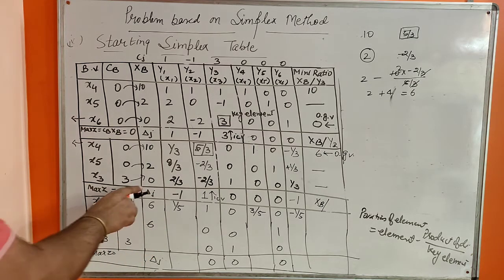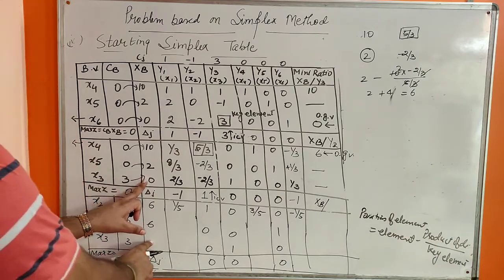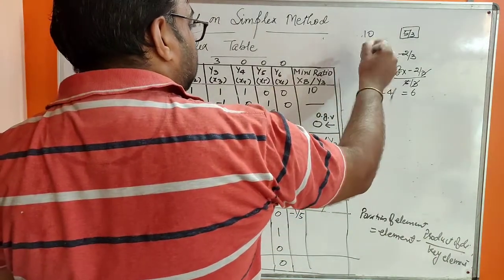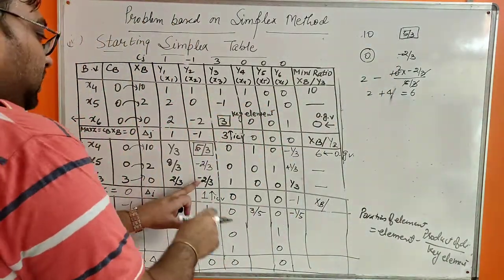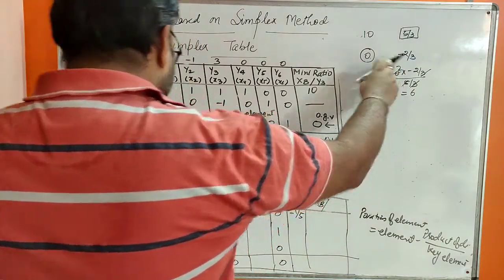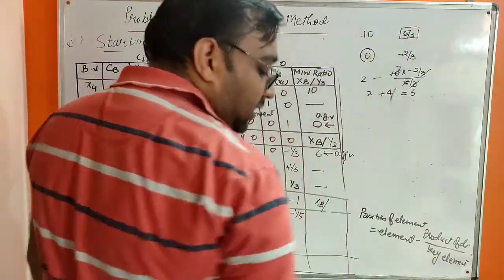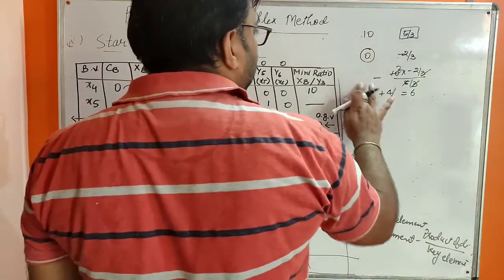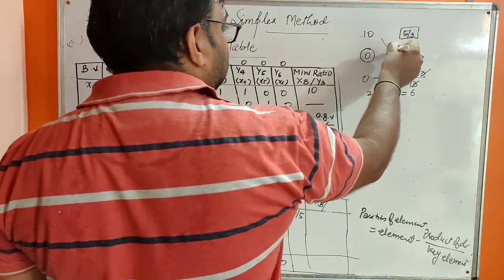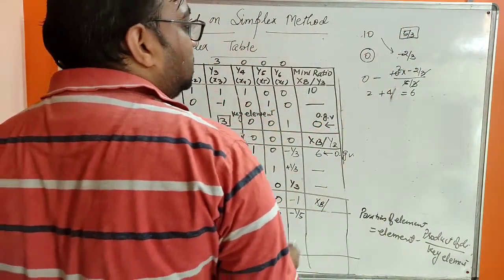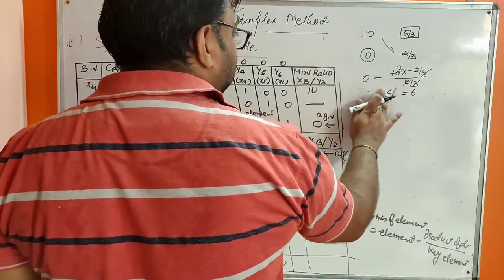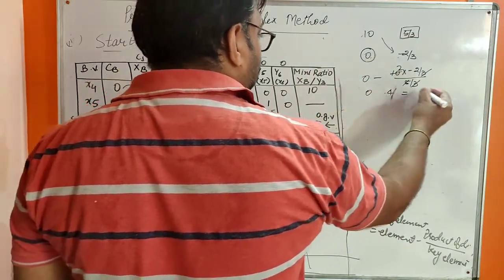Now moving on to the next element, what we have to find? We have to find the value in place of 0. What is written? Minus 2 by 3 as it is. This 5 by 3, this 10 remains as it is. So 0 minus the product of these two particular terms upon this. So this will convert into 4.